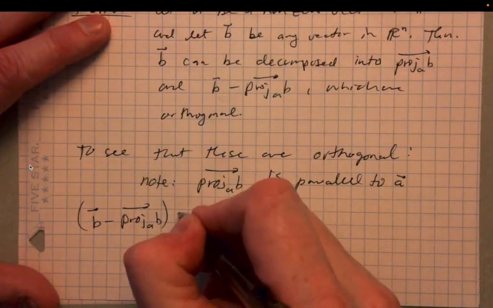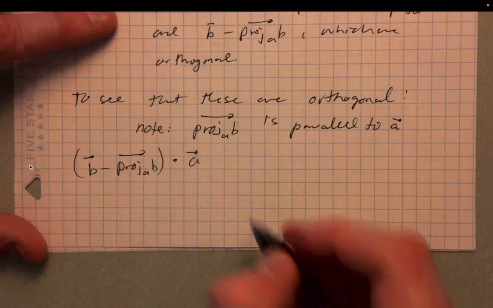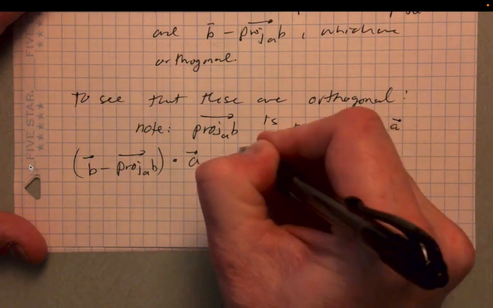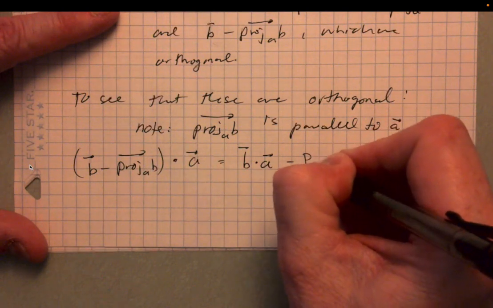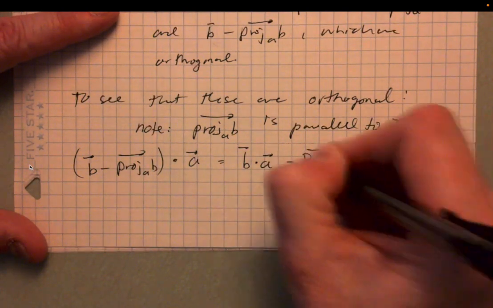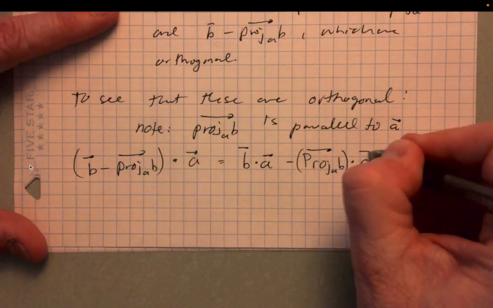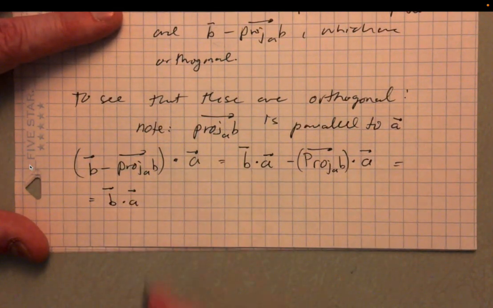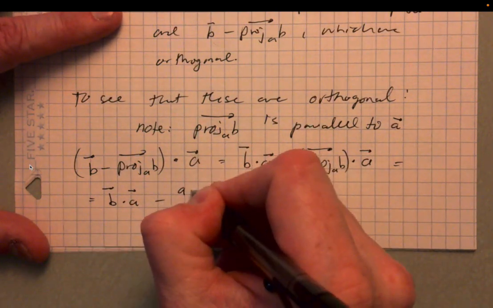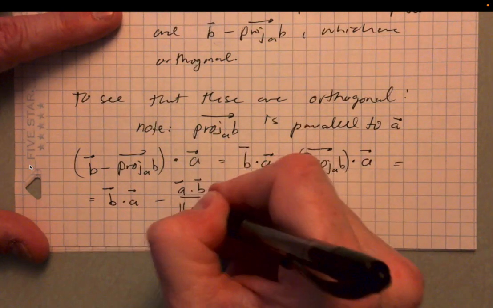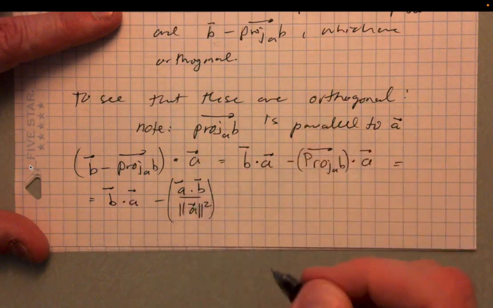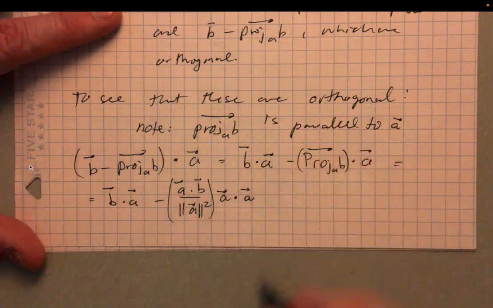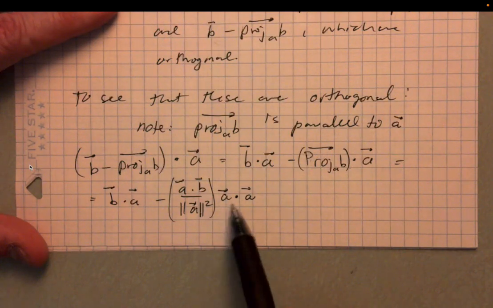So here's your first vector. Let's dot that with A. We can use properties of the dot product here, and we know that this is B dot A minus the projection of B onto A, which I have to think of as a vector, dot A. Okay, and that's equal to B dot A minus, and let's plug in what this actually is, A dot B over the norm of A squared times A, and then dotted with A. This whole thing, this is just a scalar, that's the vector, vector dot vector, okay?